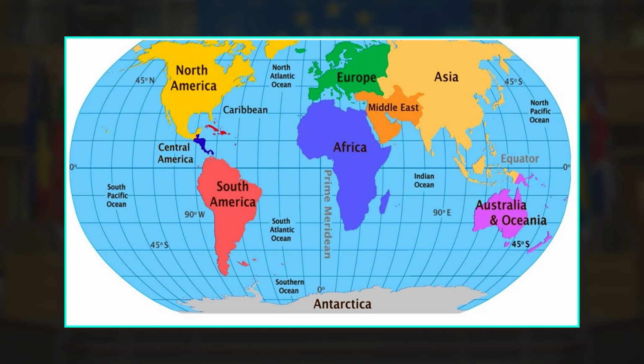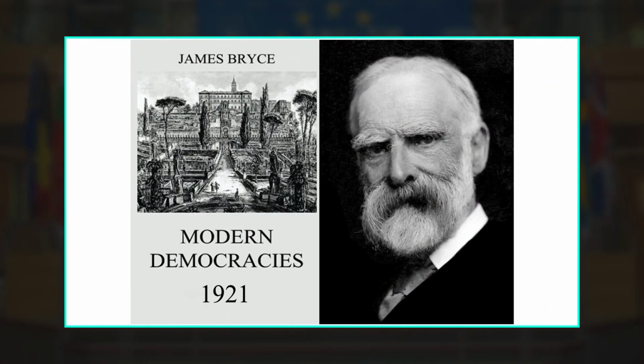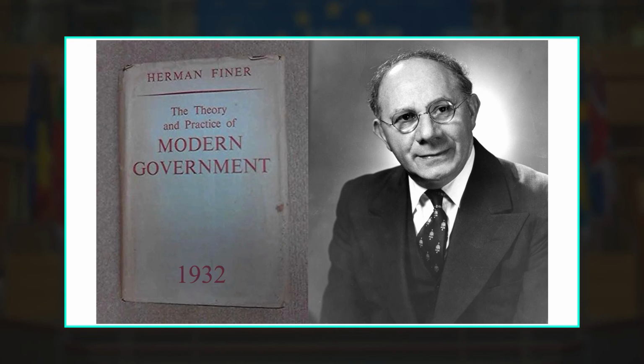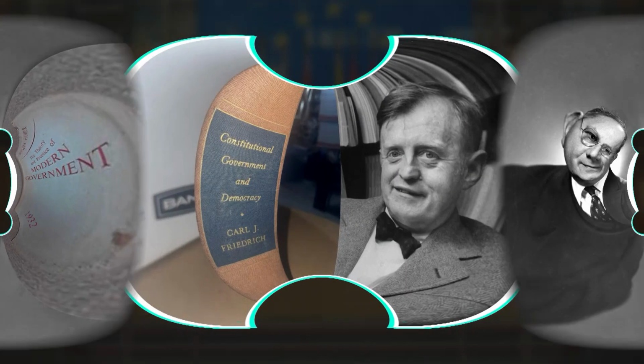The rest of the world, that is Asia, Africa and Latin America, were either European colonies or under their sphere of influence as ex-colonies. The most remarkable comparative studies of this period include James Bryce's Modern Democracies, published in 1921, Hermann Finer's Theory and Practice of Modern Governments, published in 1932, Carl J.